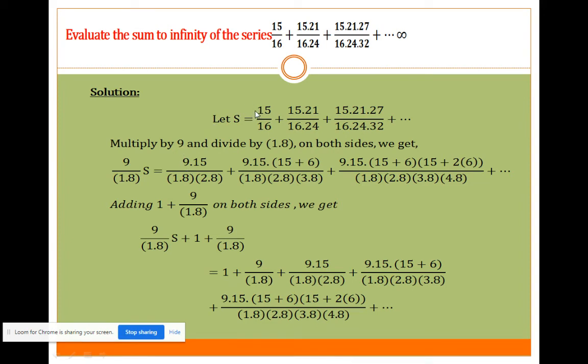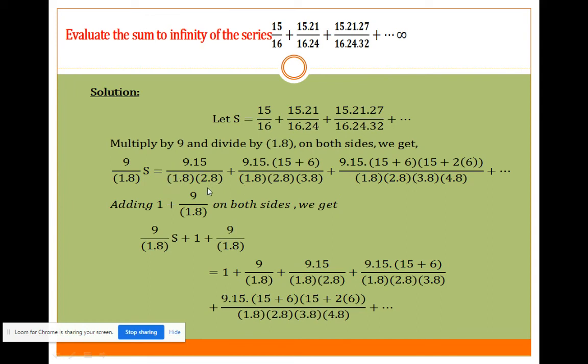What is the previous term here? Because the numerators are in AP, 15, 21, 27, etc. These are in AP. What is the difference? 6. So what is the previous term of 15? 15 minus 6 is equal to 9. So we have to multiply both sides by 9. That's why directly they are multiplied by 9 and divided by 8. So 9 by 8 into s is equal to, remaining we are getting, just rearranging and writing in the factorial format.